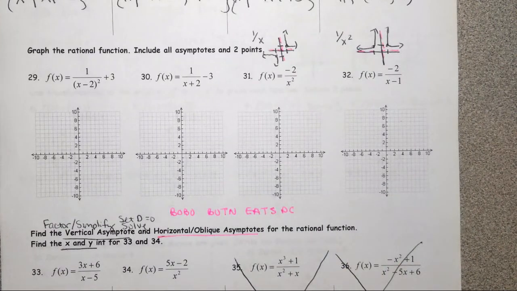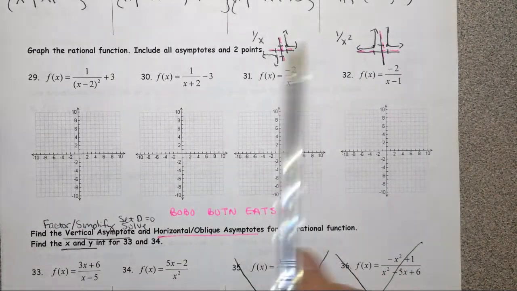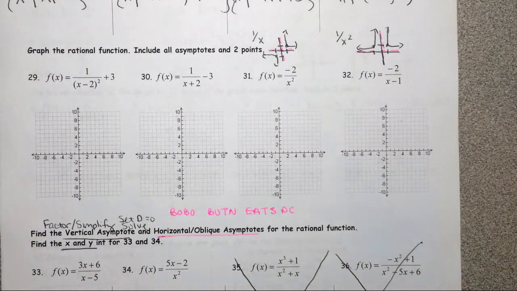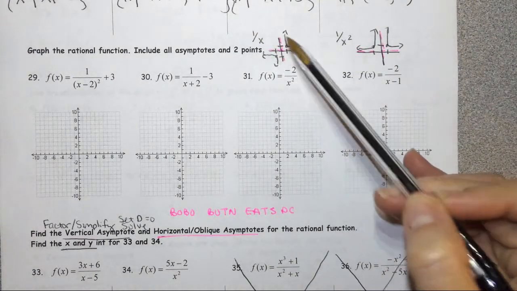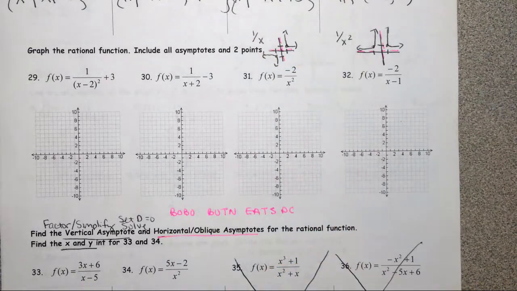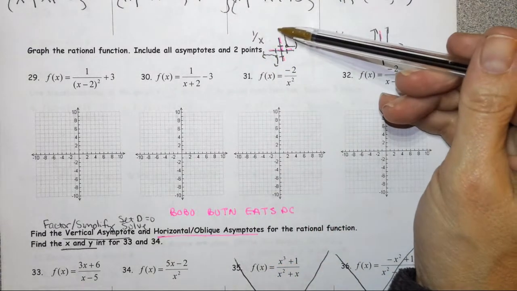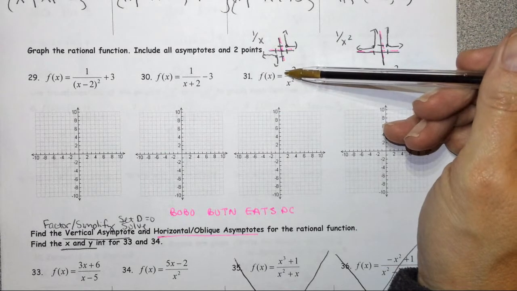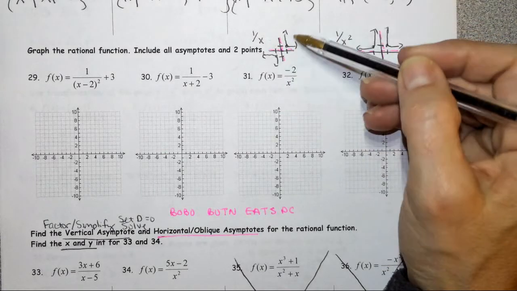On 29 through 32, they're asking you to graph rational functions. Anytime they ask you to graph a 1 over x, you're going to remember this parent function. We've got horizontal asymptotes at y equals 0, and I have vertical asymptotes at x equals 0. There's going to be 2 points every time you graph.